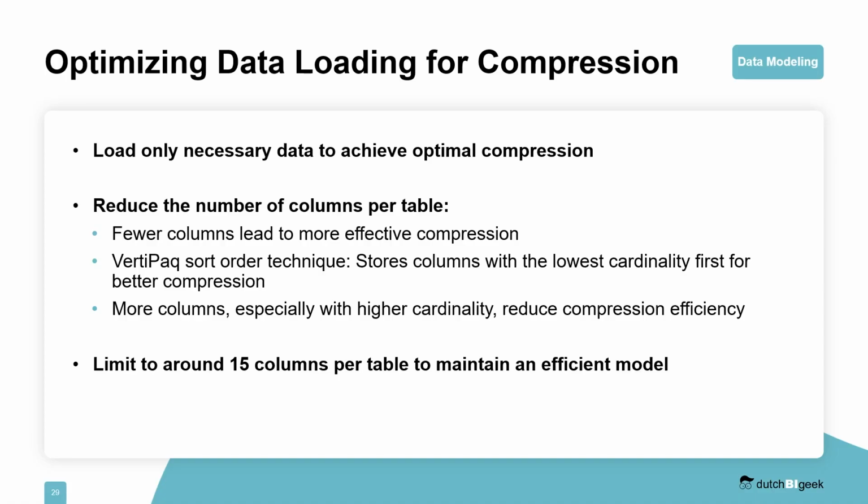Also optimize your data loading for the compression. So load only necessary data to achieve optimal compression. Reduce the number of columns per table. Fewer columns lead to more effective compression. Too many columns is ineffective with sorting and weaker compression. So I aim for a maximum of 15 columns per table. It's a guideline, not a rule. And always ask yourself, is this column really needed in the model?